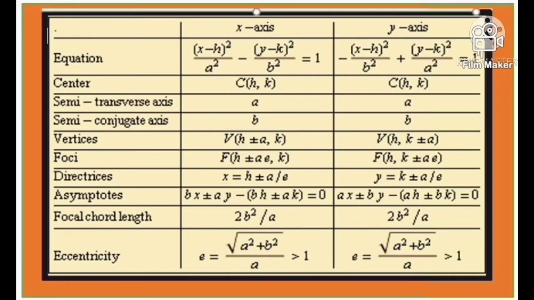So this is the formula for the ellipse which is not centered at 0, 0. Later, I will give you an example on how to solve this equation.